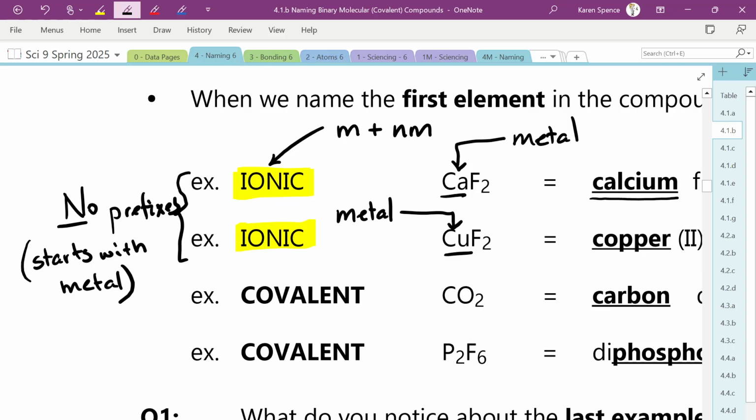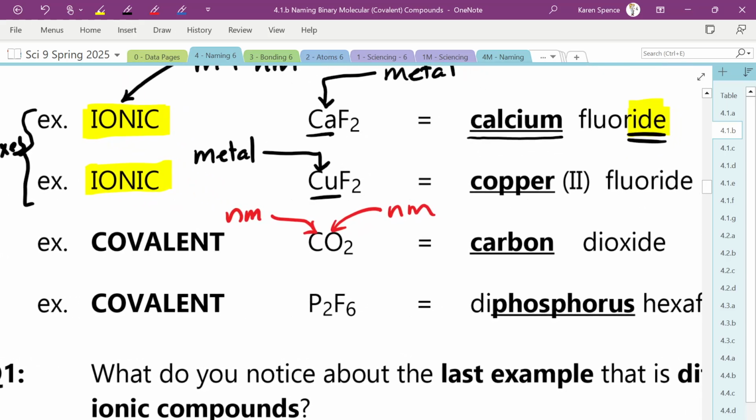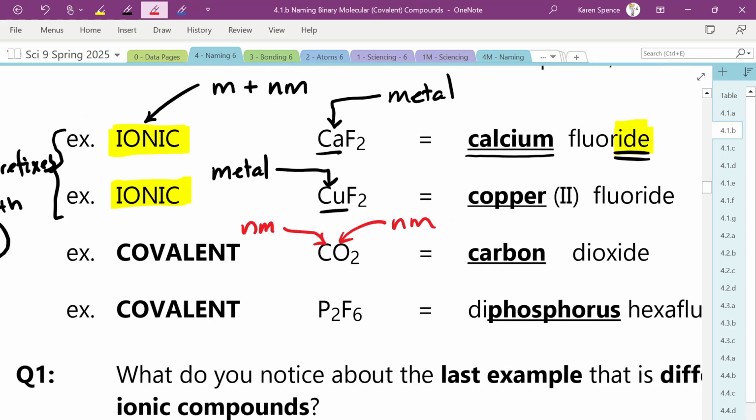But all of a sudden, we've got a nonmetal and a nonmetal. Nonmetal, nonmetal. And as soon as we have a nonmetal and a nonmetal, it is covalent, and we will use prefixes.